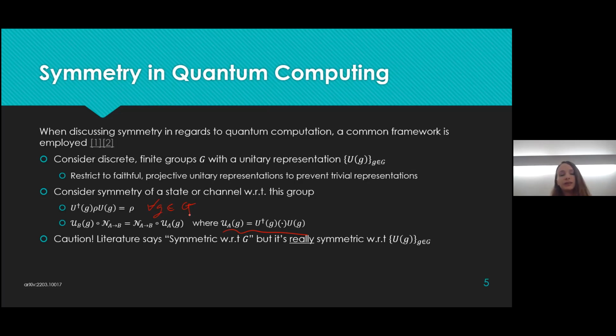They will not be irreducible. So it really is symmetric with respect to a particular choice of unitary representation. However, in the literature, they typically just say symmetric with respect to a group. And I'm a physicist, so I'm going to continue the tradition of abusing that notation, but just keep it in your mind whenever we say, oh, with respect to this group, it's really with respect to the unitary representation you're associating to that group. All right. So that being said, I'm never going to mention that again, and I'm just going to keep saying group.